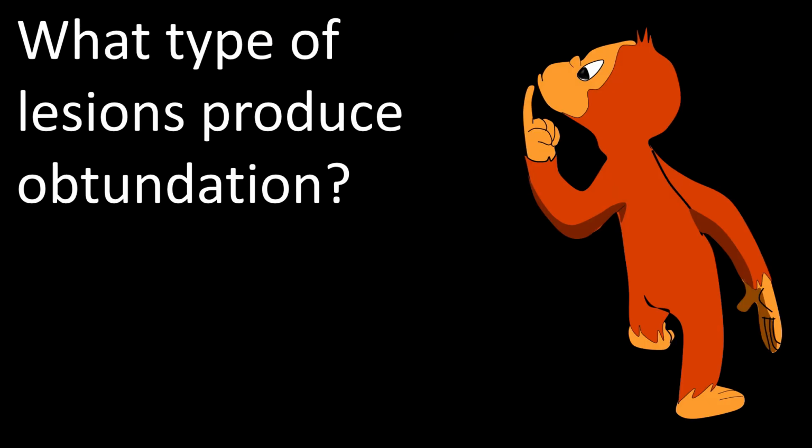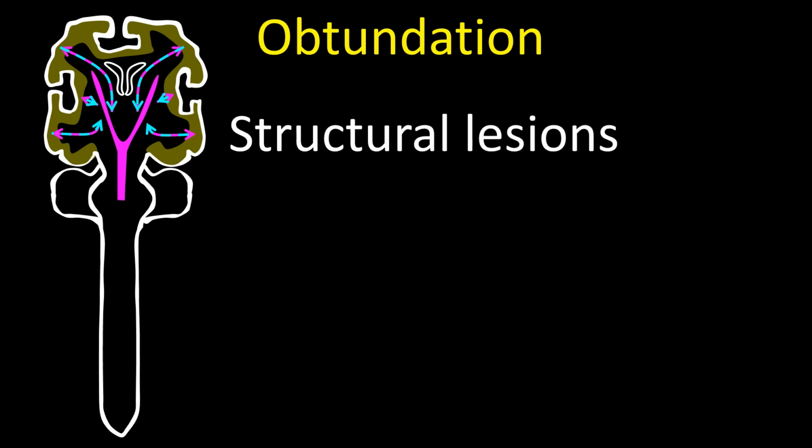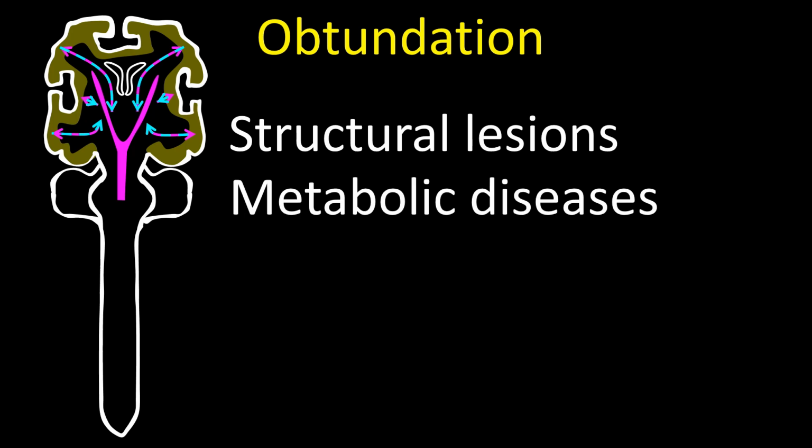What type of lesions produce obtundation? A patient with obtundation has less severe diffuse cerebral cortical dysfunction than a patient with stupor. Cerebral dysfunction is here represented by a darker shade of yellow. Obtundation may be seen early in the course of structural lesions destined to produce deeper stages of arousal failure, or metabolic disorders affecting both hemispheres.